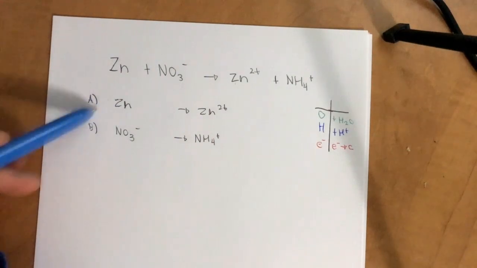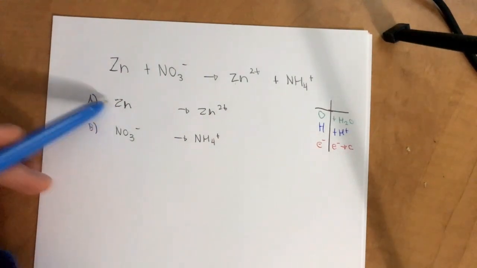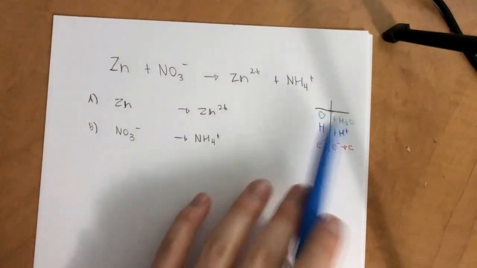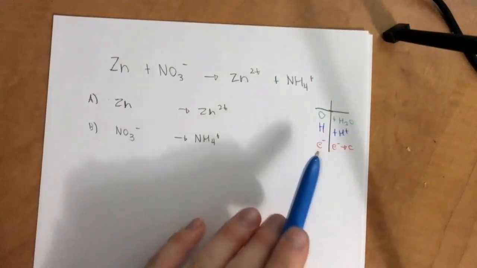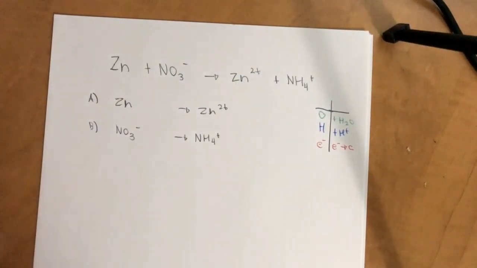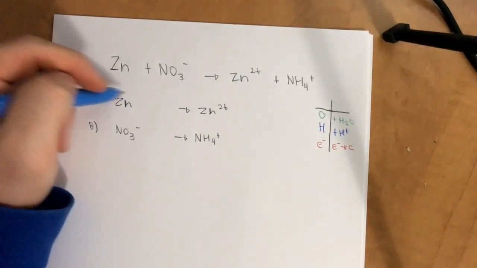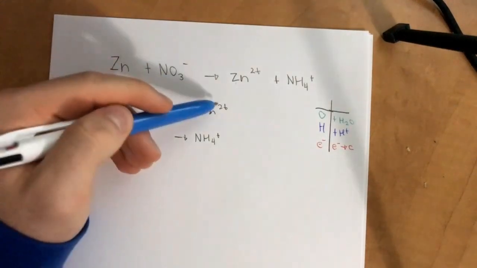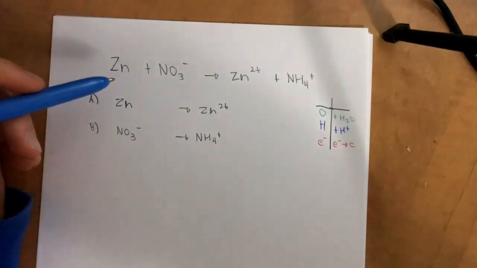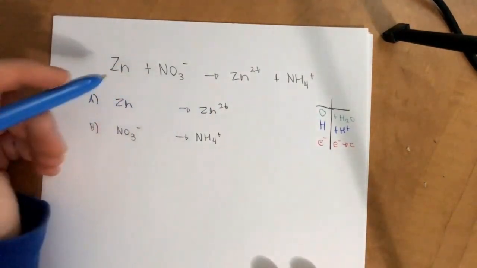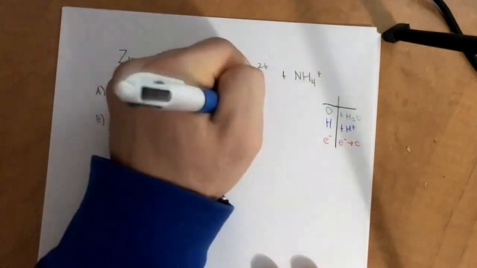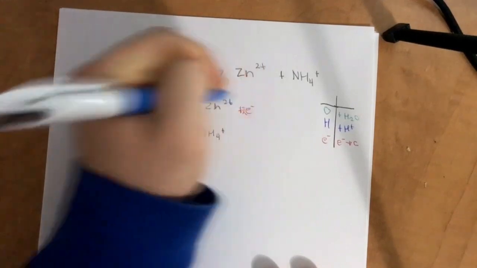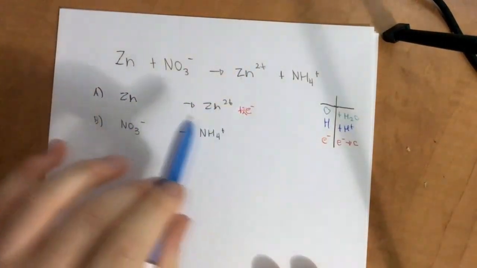So starting with half reaction letter A, we have zinc and zinc. In this case, we don't have either an oxygen or a hydrogen, so we can skip right to balancing the number of electrons. So if we look at the charges on both sides, this one has a total charge of 0, this one has a total charge of 2. We can clearly see that we need to add 2 electrons here, because electrons have a negative charge, in order to balance this half reaction out.